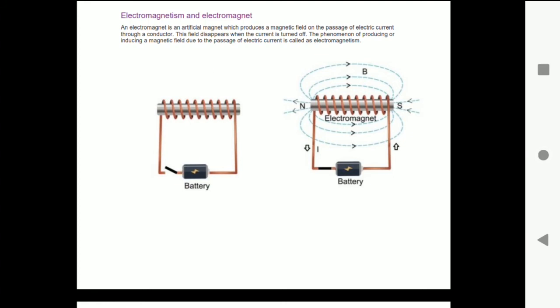The phenomenon of producing or inducing a magnetic field due to the passage of electric current is called electromagnetism. An electromagnet is an artificial magnet which produces a magnetic field on the passage of electric current. And this phenomenon of producing or inducing a magnetic field due to the passage of electric current is called electromagnetism.